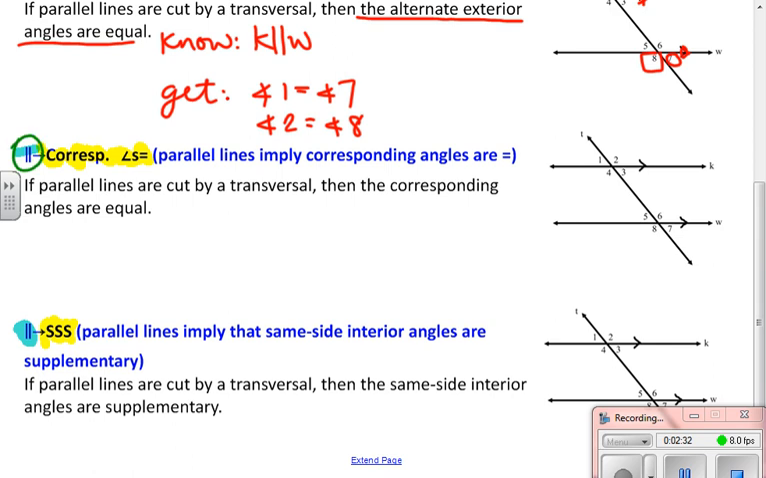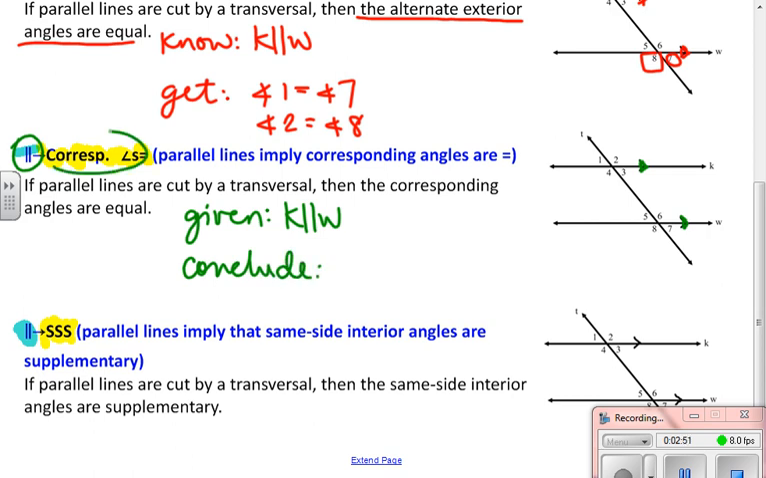Corresponding, if I know parallel, another way you might see it, if you are given K is parallel to W, remember that knowing and given are the same thing. That's what we know is true. So it might say given, what can you conclude? Corresponding angles are equal. And remember there are 4 pairs of corresponding angles: 2 and 6, 3 and 7, 8 and 4, 5 and 1. So I can conclude that any of those sets is equal.